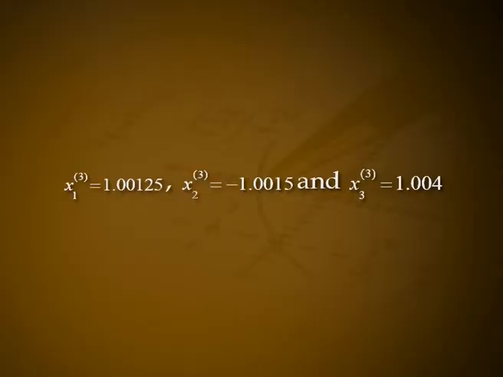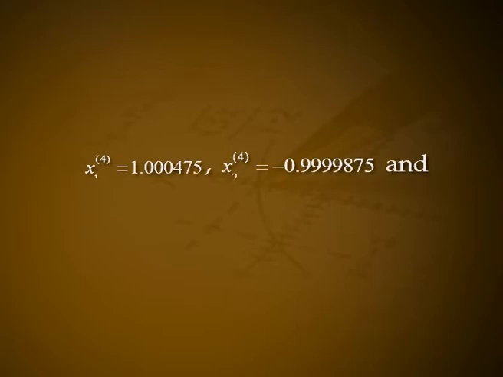Similarly, third approximation values are x1(3) equal to 1.00125, x2(3) equal to minus 1.0015 and x3(3) equal to 1.004. And fourth approximation values are x1(4) equal to 1.000475, x2(4) equal to minus 0.9999875 and x3(4) equal to 0.99965.